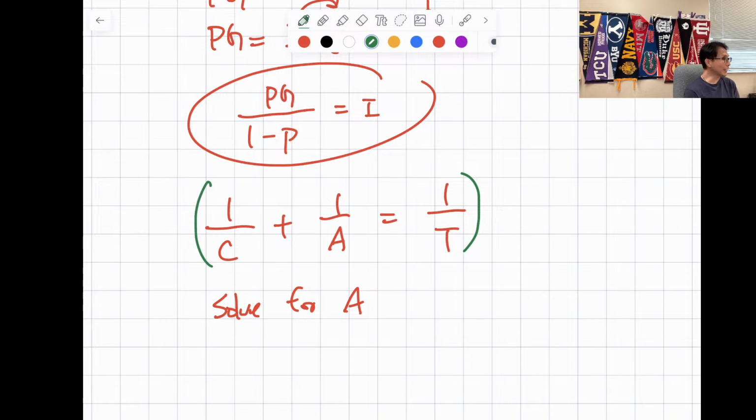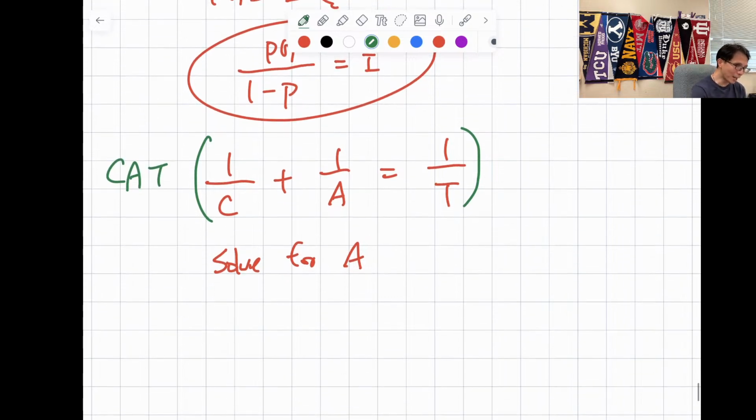So how do I get rid of fractions all at the same time? Multiply by CAT. Thank you, Isaac and Lyndon. So what happens if I multiply CAT by 1 over C? C is going to cancel out. So look at it. CAT times 1 over C. C cancels out. That's how you get rid of a fraction.